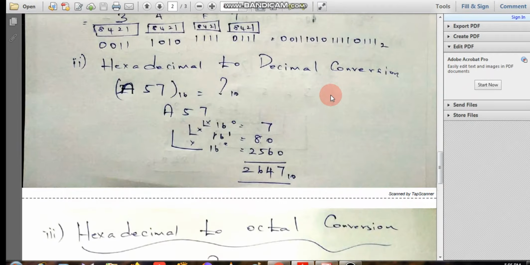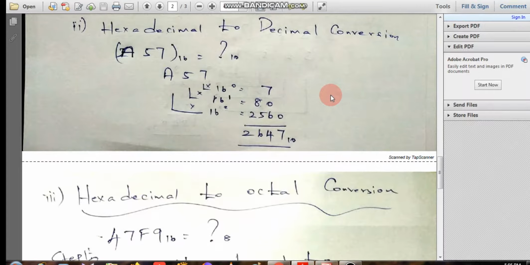Next is how to convert hexadecimal to decimal. So for A57 to the base 16, you are supposed to find out the base 10 decimal value. In octal we have to multiply by powers of 8, whereas in hexadecimal the base is 16, so you are supposed to multiply by powers of 16. So 16 power 0 is 1, so 1 into 7 is 7, 5 into 16 to the power of 1 is 80, and A (10) into 16 squared is 2560. You are supposed to sum up these values and get the final decimal value.